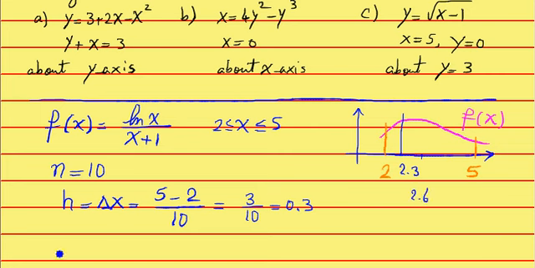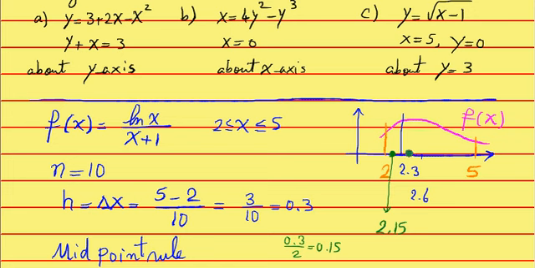Now we are also told to use the midpoint rule. Midpoint rule means we are picking the midpoints halfway between 2 and 2.3. Well, that's going to be 2.15. How do I find 2.15? I'll either average these two or take half of this step size, 0.3, which is going to be, so 0.3 divided by 2 is 0.15. That's the half of that. So that brings us to the midpoint.